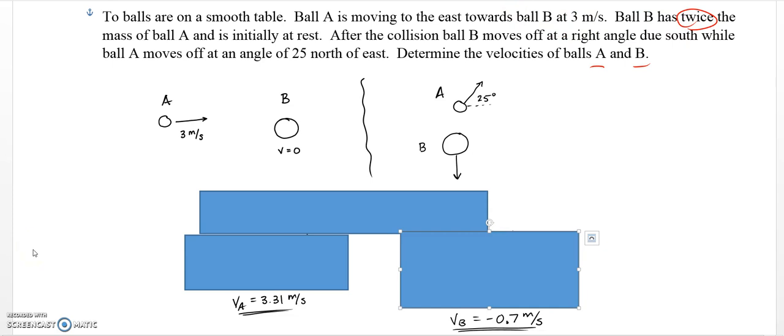There we go. There are your two answers. If you do this correctly, the velocity of ball A is 3.31 meters per second, and the velocity of B is negative 0.7 meters per second. So if you got it right, sweet. If not, let's walk through how we solve this.